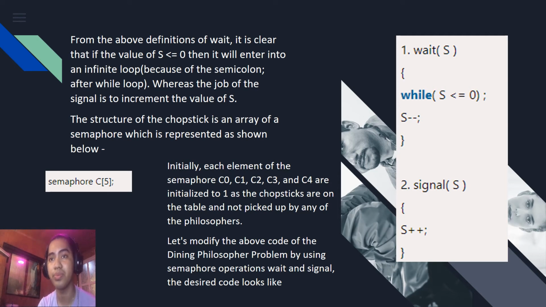So this is the semaphore array C[5]. Initially, each element of the semaphore array C0, C1, C2, C3, and C4 is initialized to 1, as the chopsticks are on the table and not picked up by any of the philosophers. Let's modify the above code of the dining philosopher's problem by using the semaphore operations wait and signal. The desired code looks like this.